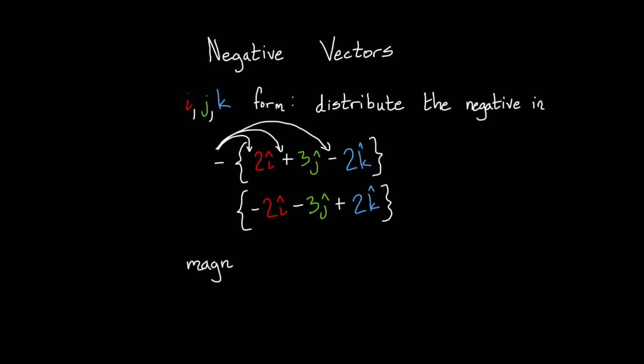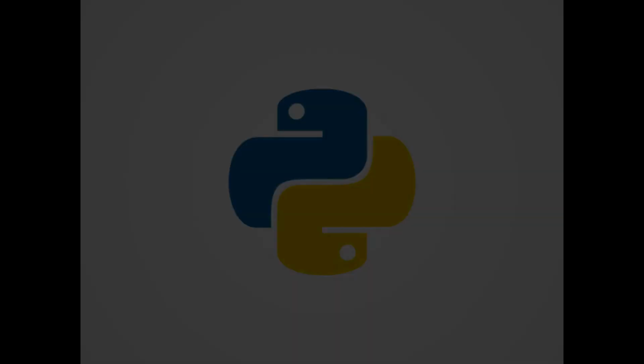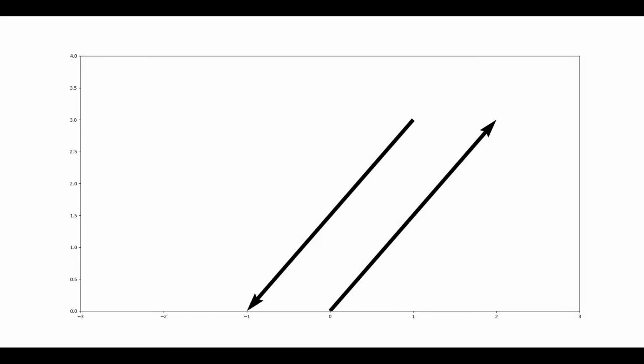It'll be easiest to show the magnitude and angles form in a negative sense with computer graphics, but the short answer is that the equations from last video will take care of it. Just plug the magnitude in as a negative and it'll work, but to understand this better, let's go to the snake pit. Any vector and its opposite or negative will have the same magnitudes, but they will face opposite directions.